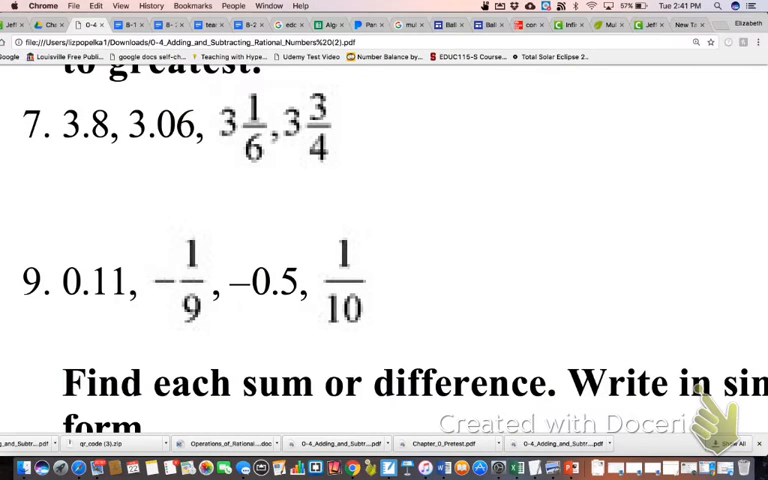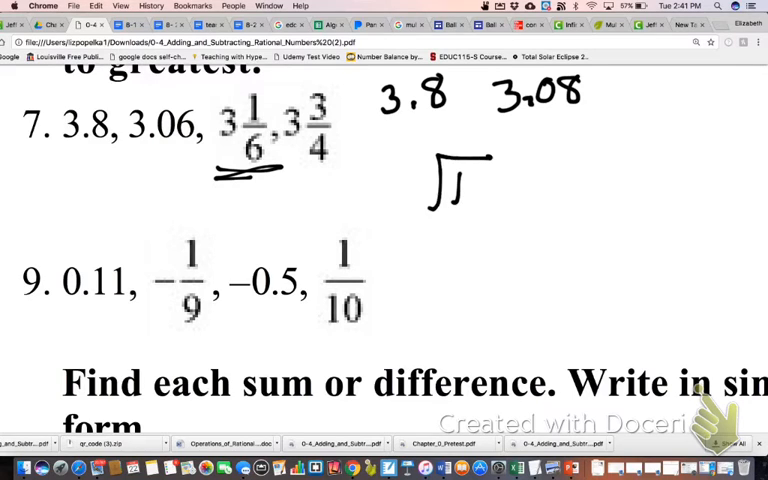In order to compare these and make them least to greatest, I am going to convert the 3 1/6 and the 3 3/4 into decimals. Right now, I'm going to take the 3.8. I'm just going to write it over here to the side. I'm going to write the 3.06 and just write it over there to the side for right now. Now this 3 1/6, just like I did before, I need to do long division to turn that 1/6 into a decimal.